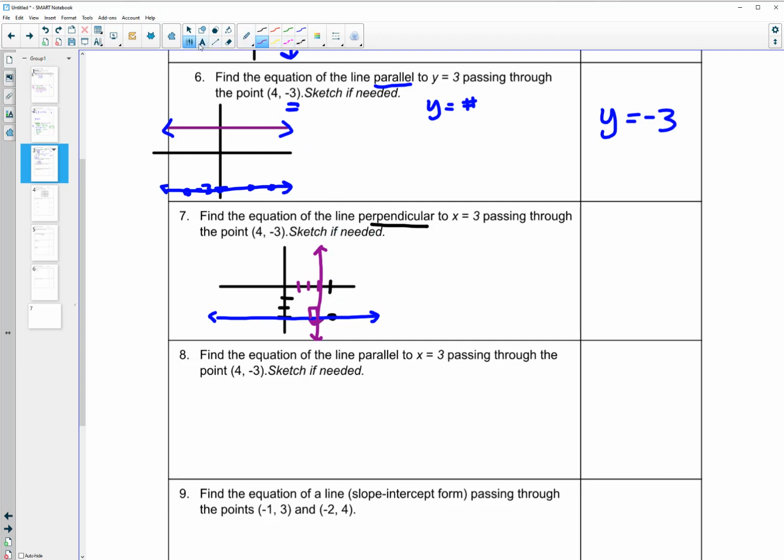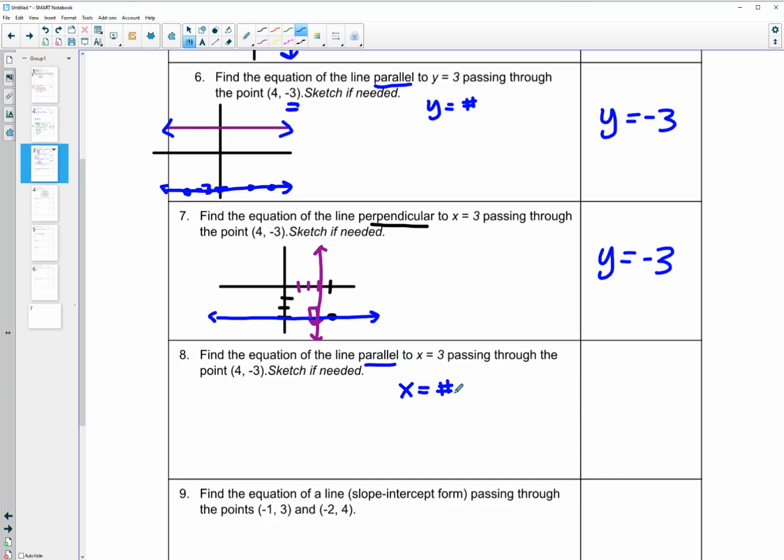So what's the name of this blue line? Well, it's horizontal, and it's passing through the point (4, -3). So all the y values are negative 3. So it's y equals negative 3. Same answer as above. Okay, find the equation of a line parallel to x equals 3. Parallel. So that means it's going to be x equals something, right?